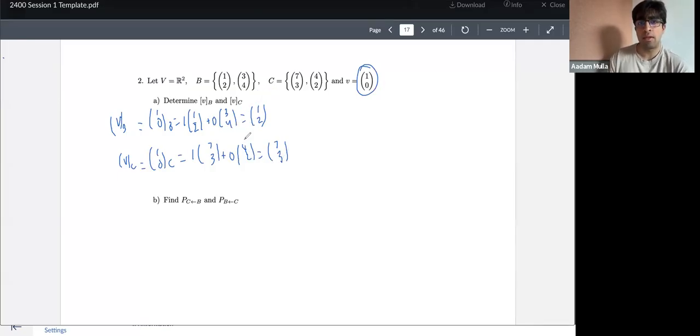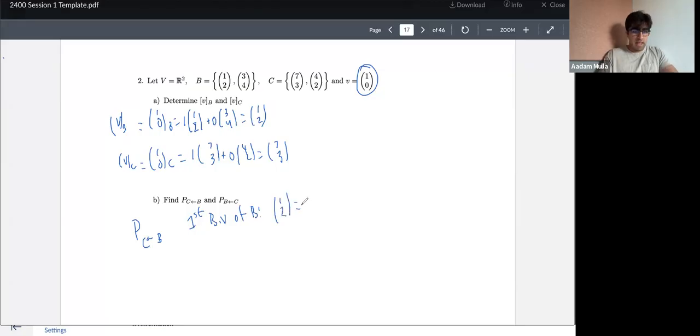Okay, find P, B to C, and find P, C to B. Let's go and set up the problem. So let's find P from B to C. Again, we represent basis vectors of B in terms of basis vectors of C. Let's go to the first basis vector of B. What's that going to be? 1, 2. And we represent that as a linear combination: A times 7, 3 plus B times 4, 2. And then you solve for A and B and you stack those into a column like that.